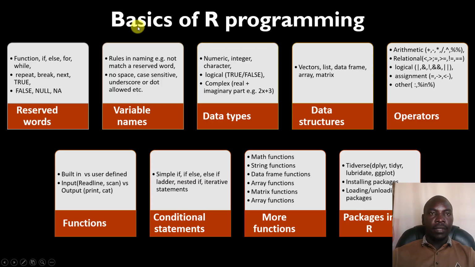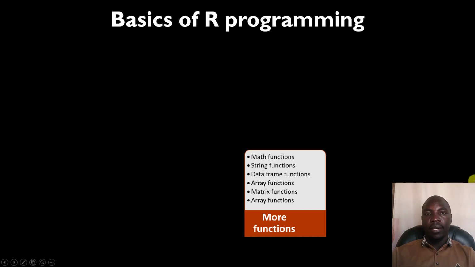We have so far looked at several basics of R programming: reserved words, variable names, data types, structures, operators, functions, conditional statements. So next, we are going to look at more functions in R, those that are specific: the math specific functions, those specific to strings, data frames, and all the other data structures. See you in the next episode.